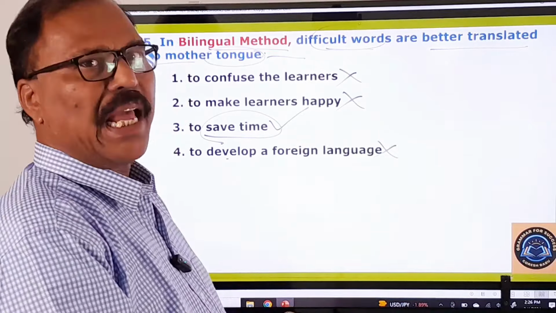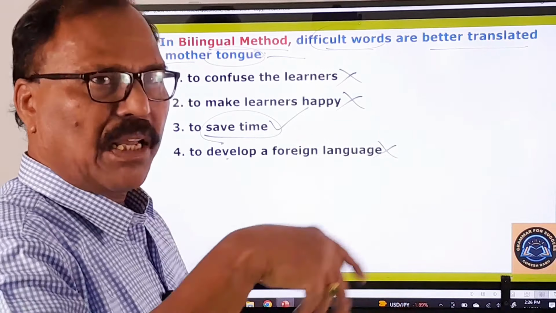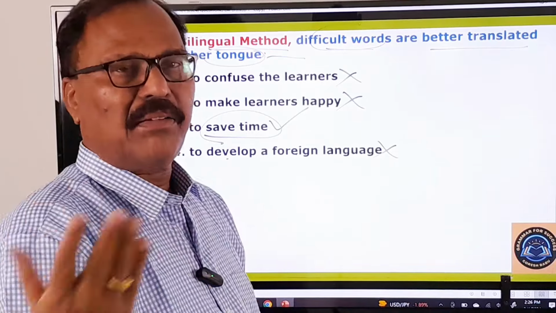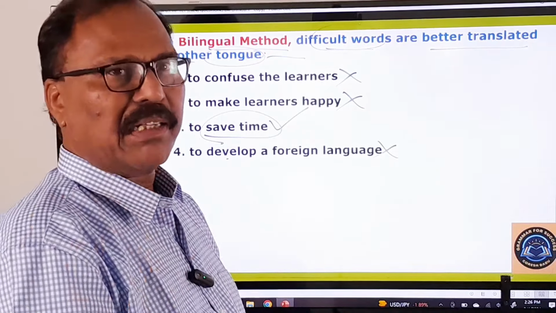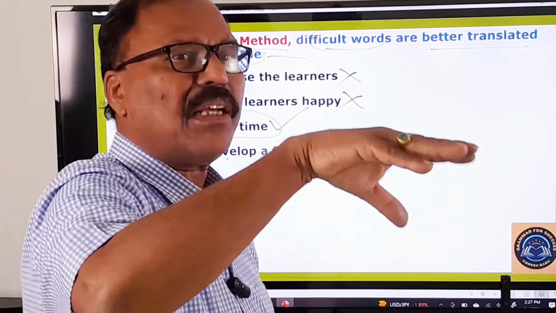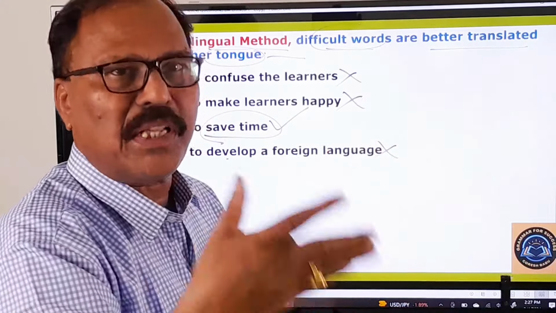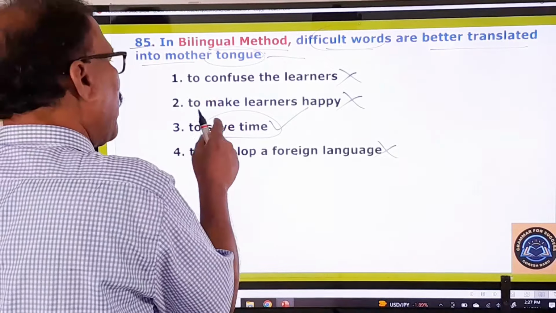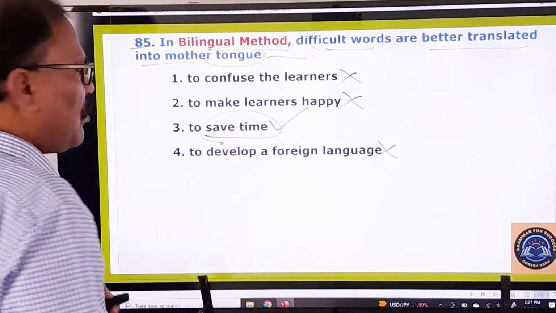Whatever may be the local language, in our Telangana, Andhra Pradesh, Telugu is our local language or mother tongue. In Kerala, in Karnataka, in Tamil Nadu, in northern India, according to the mother tongue, the words are translated into their mother tongue. Okay. Difficult words are translated into their mother tongue. So only why? Only to save time, right? And you go to the next question.